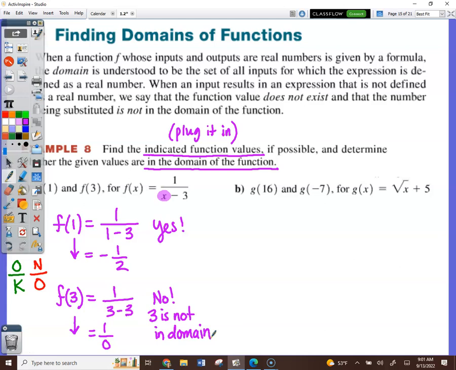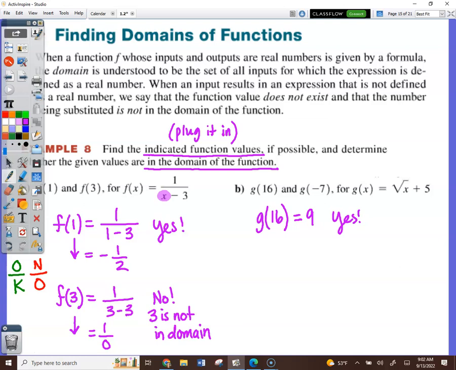What'd you get for G of 16? And what was your answer? By the way, the fact that they changed it to G just means they're naming this one function G. It doesn't mean anything.